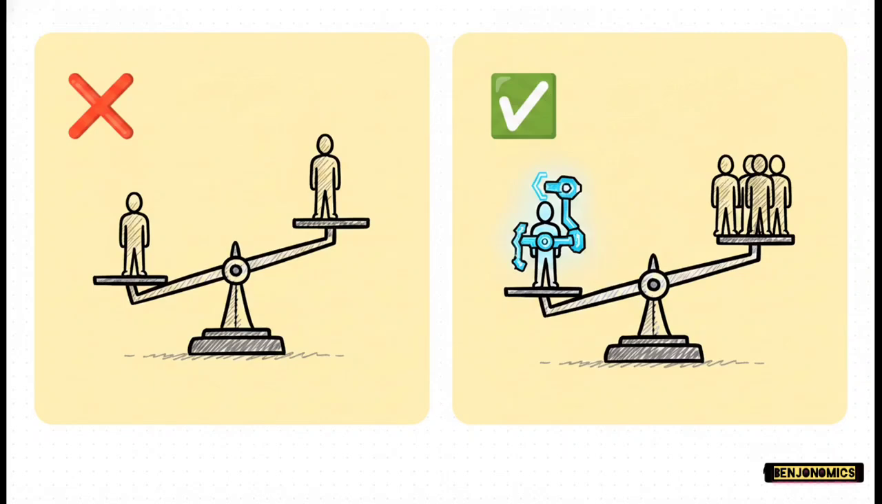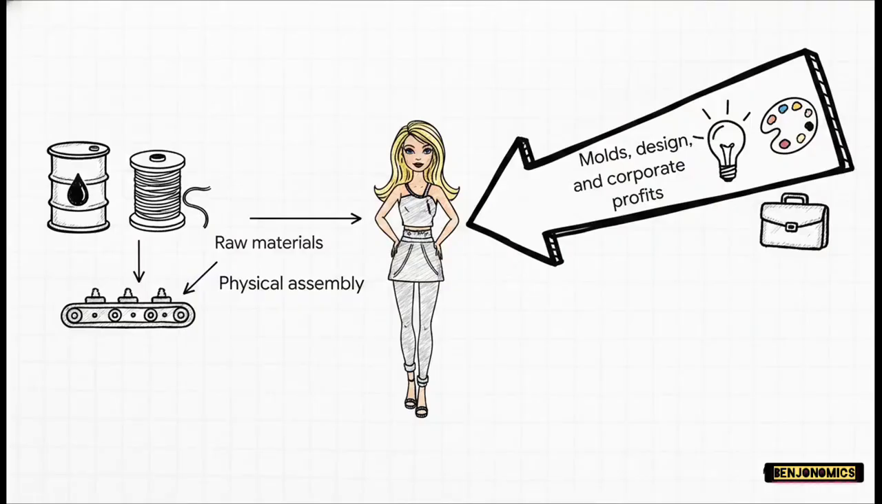We absolutely have to adjust for local efficiency. And the classic Barbie doll supply chain proves exactly why this is so crucial. Think about it. The raw plastic and the hair for the doll come from Taiwan and Japan. The actual physical assembly happens in Indonesia and China, but the molds, the paints, the marketing, and most importantly, the corporate profits originate in the U.S.